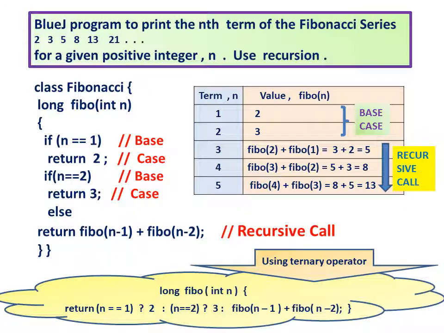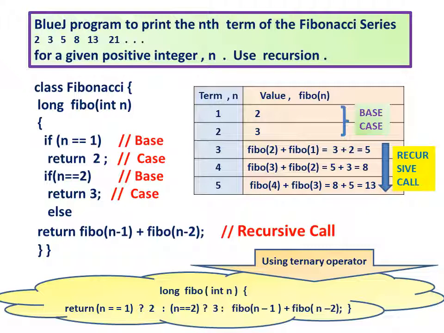BlueJ program to print the nth term of the Fibonacci series 2, 3, 5, 8, 13, 21, etc. for a given positive integer n. Use recursion. Here the base case is if n equals 1, return 2. If n equals 2, return 3. The recursive call is return Fibo(n - 1) + Fibo(n - 2).